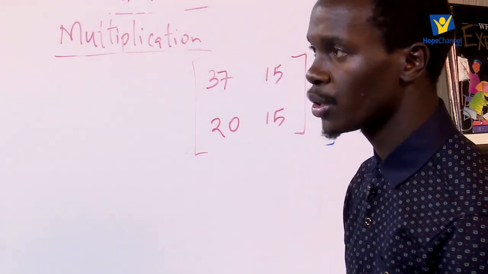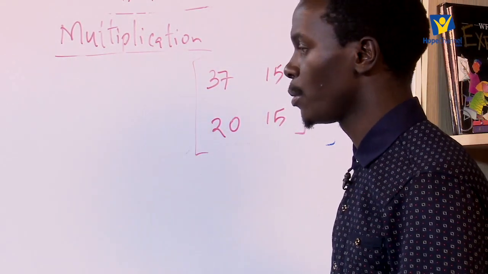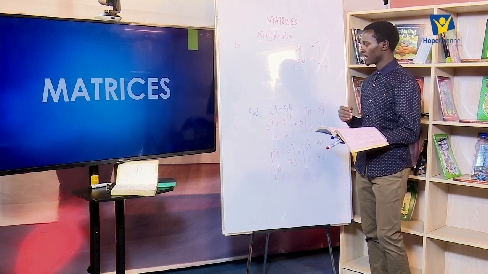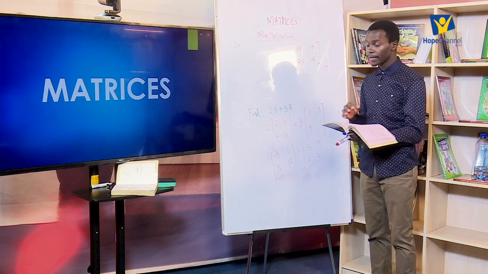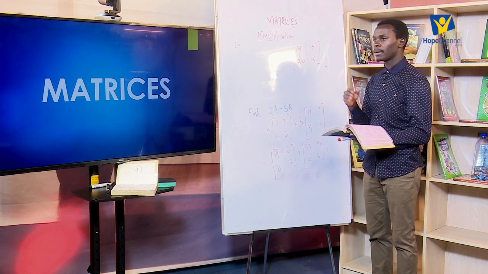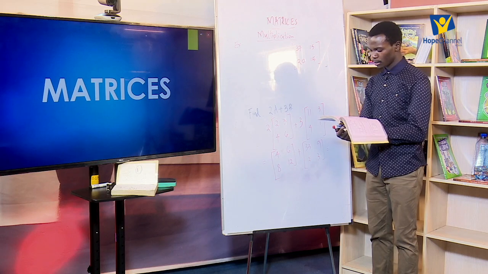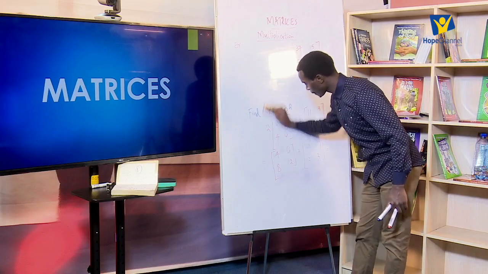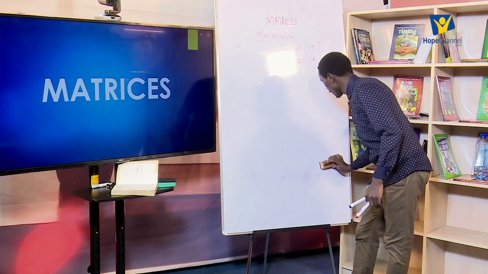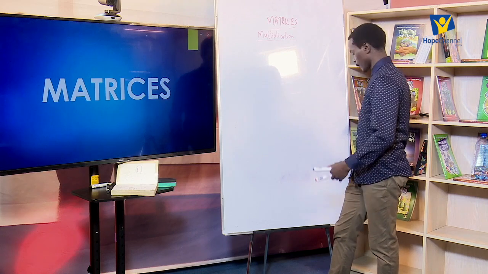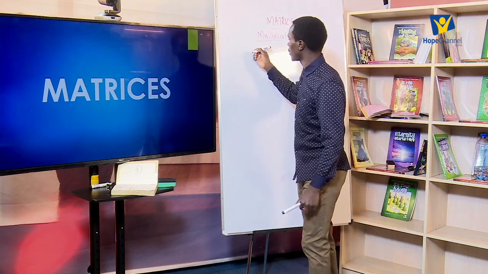Now remember that addition is only possible when the two matrices, or the number of matrices that are involved, have the same order. And remember, when I said order, I meant the number of rows multiplied by the number of columns. Now we are going to move on to something else, which is the multiplication of matrices by other matrices.